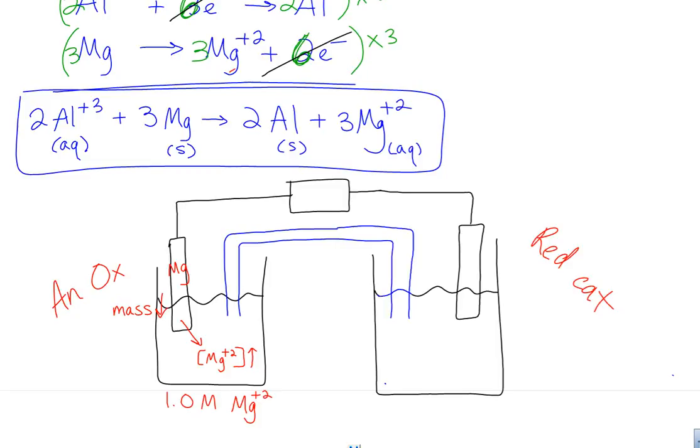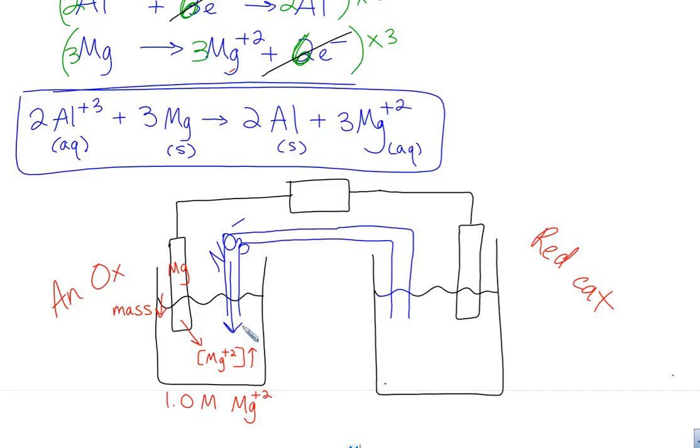So to maintain a neutral solution, this salt bridge would also be filled with some kind of spectators. Maybe, again, nitrate. And then a negative spectator ion from the salt bridge would enter this solution to help keep it neutral.